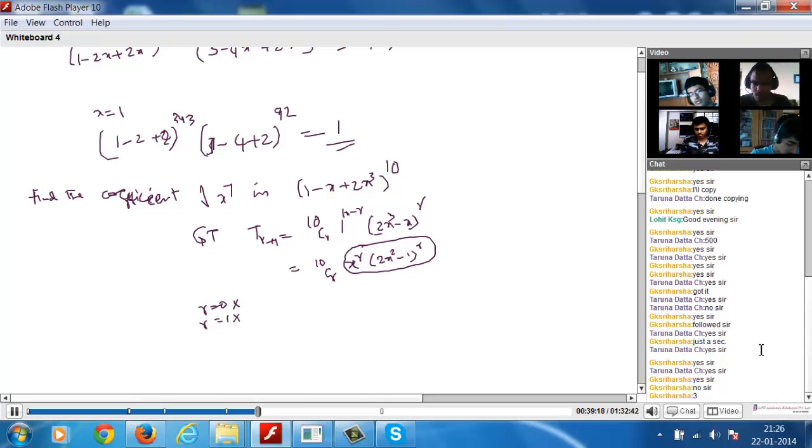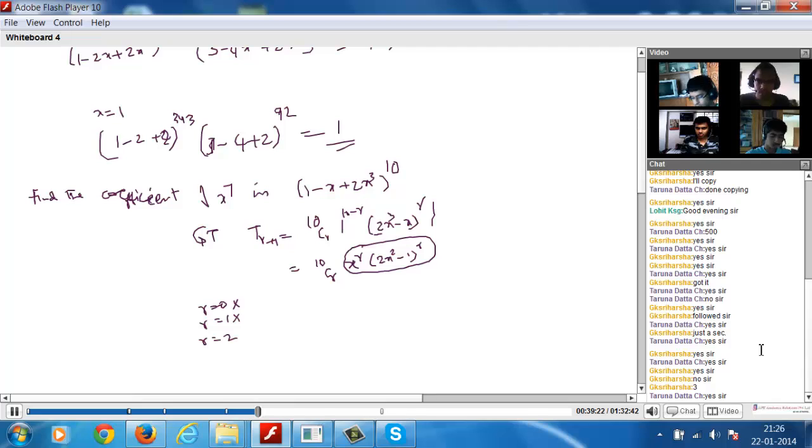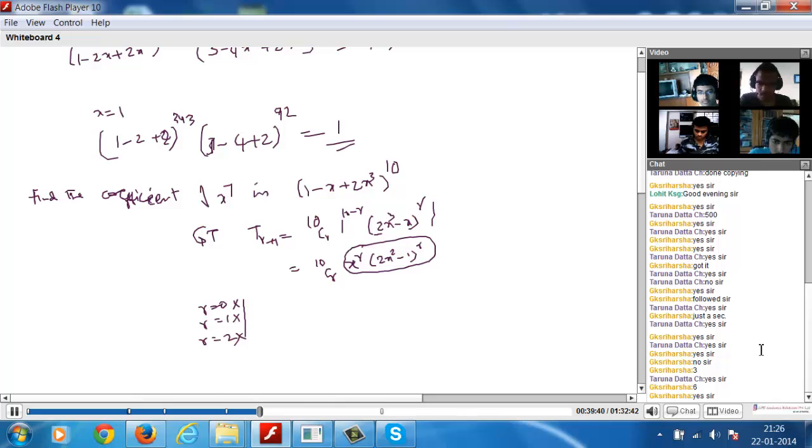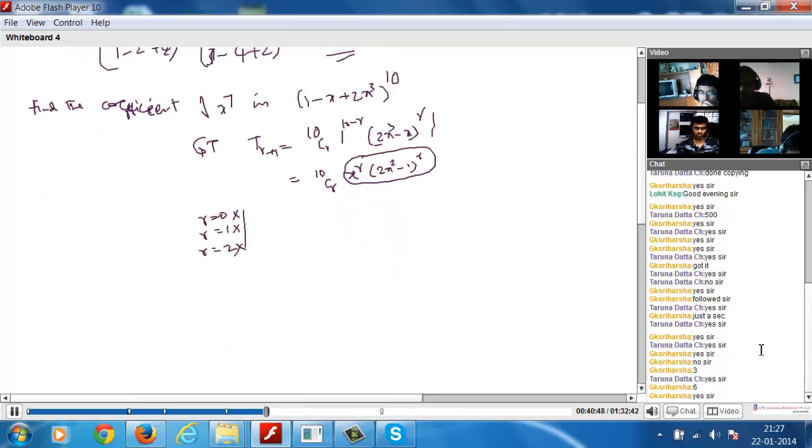Suppose you put r equal to 0. Then would you get a coefficient of x to the power 7 here? No. When r is equal to 1, what is the maximum power of x here? 3 only. And if I put r equal to 2, what is the maximum power here? 6. There also I am not going to get it. So for 0, 1, 2 I am not going to get it. Agree with me?